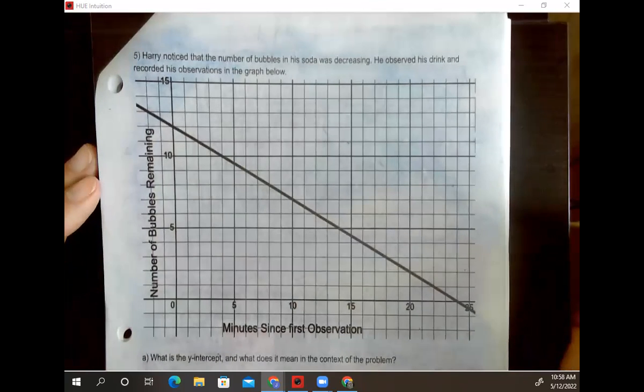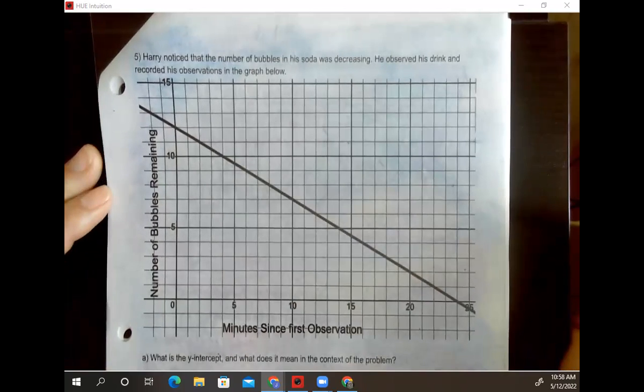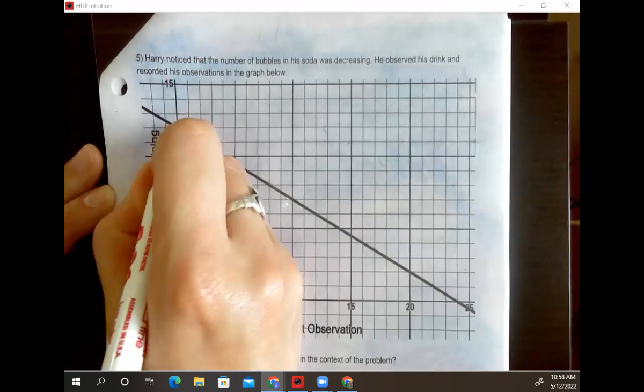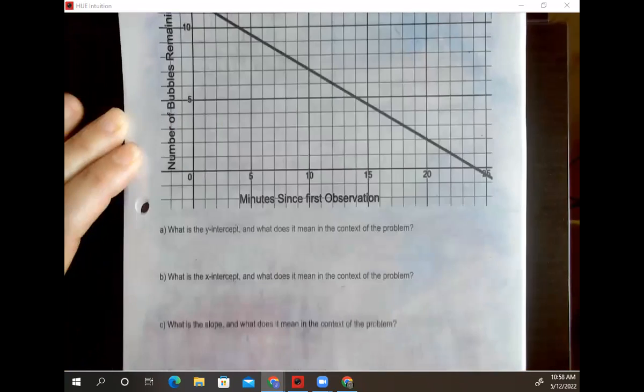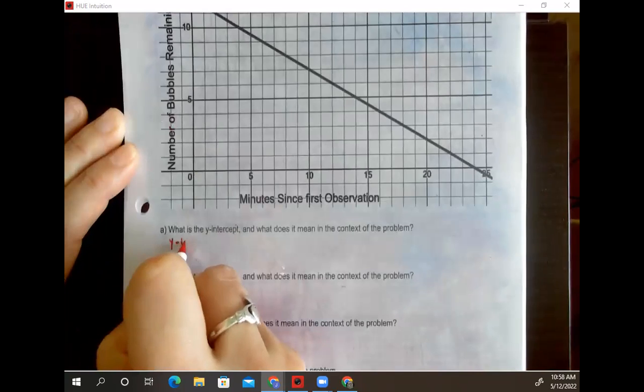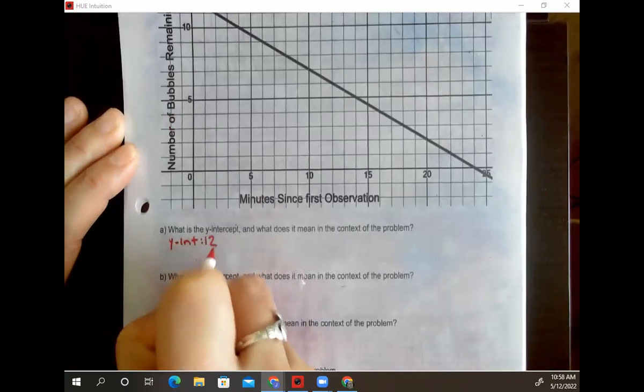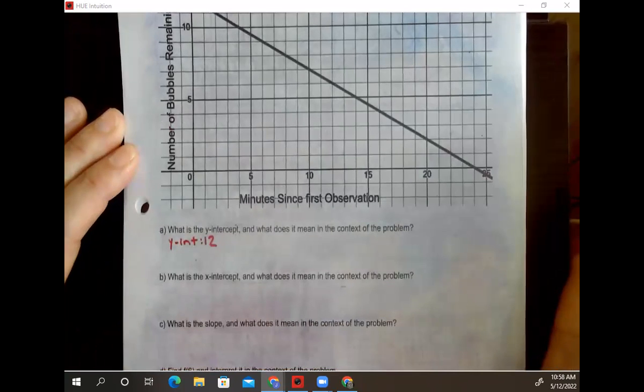For A, it says, what is the y-intercept and what does it mean in the context of the problem? So what's the y-intercept from our graph? 12, right here, where I cross the y-axis, we're at 12. So our y-intercept is 12. And what does this mean for the problem?